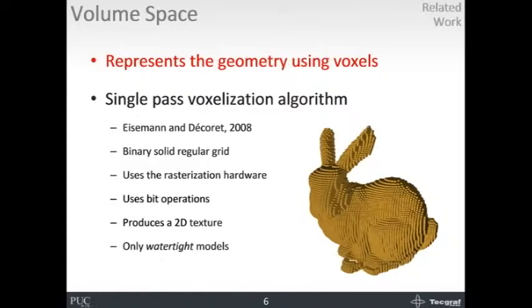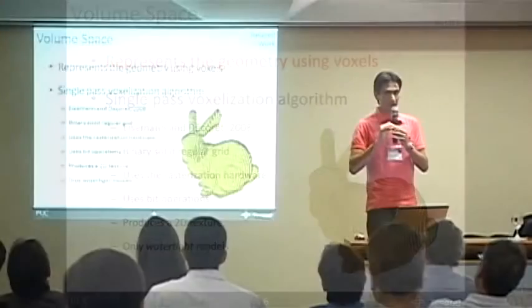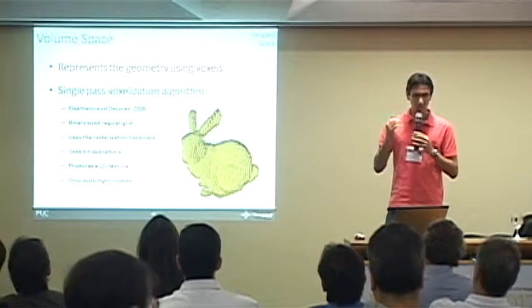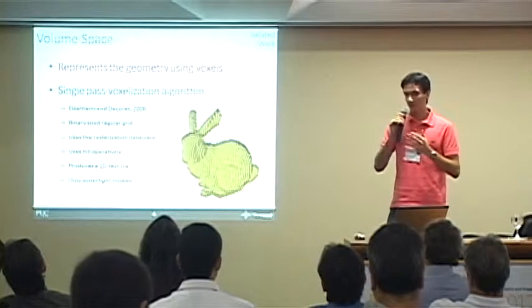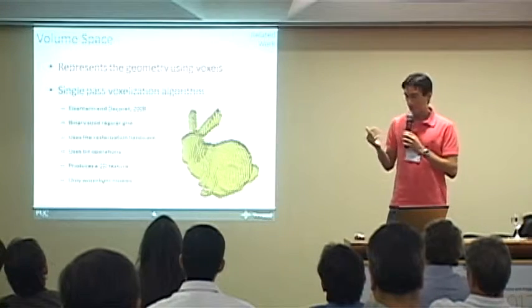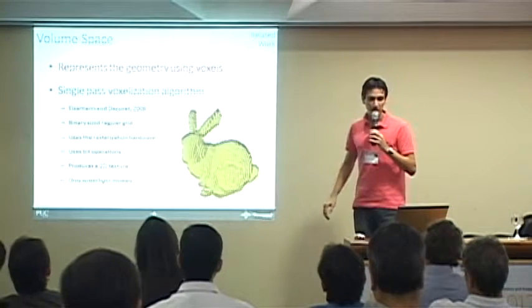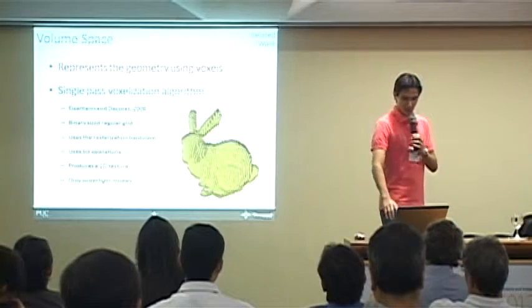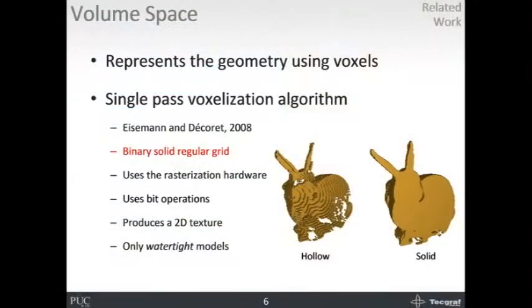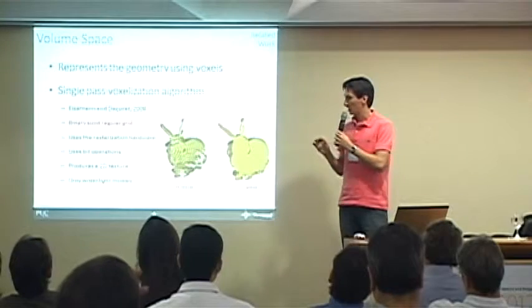The volume space methods usually represent the scene using voxels. There are several ways to voxelize the scene, and one algorithm that's very interesting was proposed by Eisemann and Décoret, who proposed a single-pass voxelization algorithm. At every frame he builds a binary solid regular grid. It's a regular grid with only two states at each voxel. It can be a full voxel or an empty voxel.